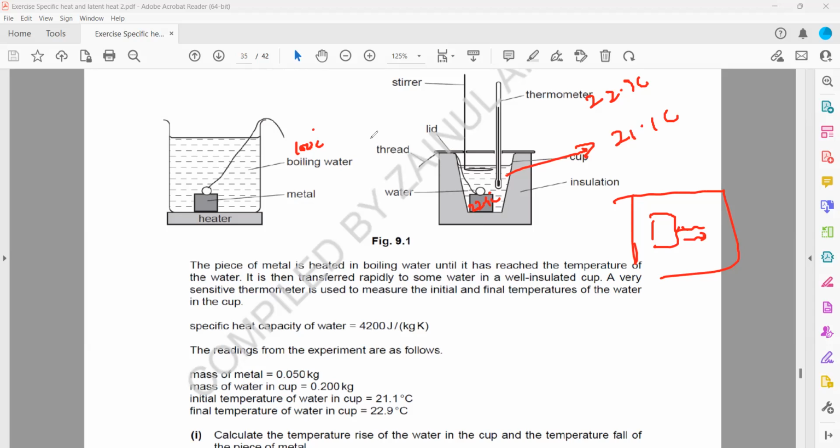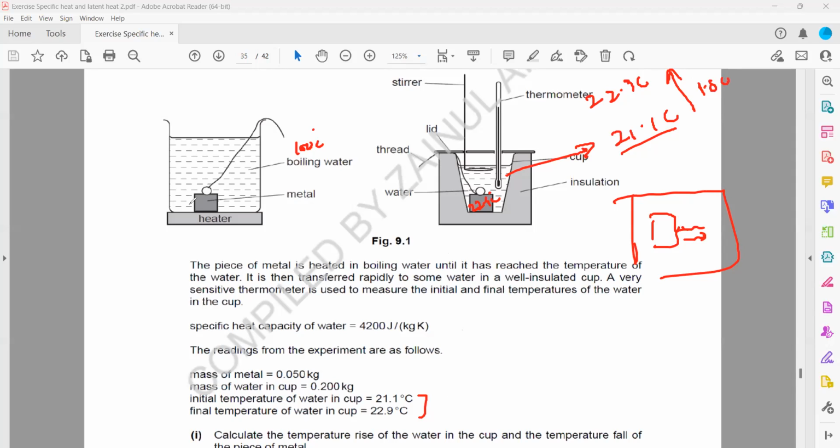So first we have the metal at 100 and we transfer it. So both have a temperature of 22.9. The question is, state the temperature rise for water. So how much temperature rise for water? Initially 21.1 and then final 22.9. How much does it rise? That is 1.8. This is 1.8 degrees.